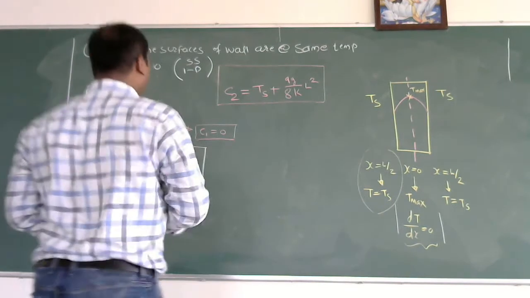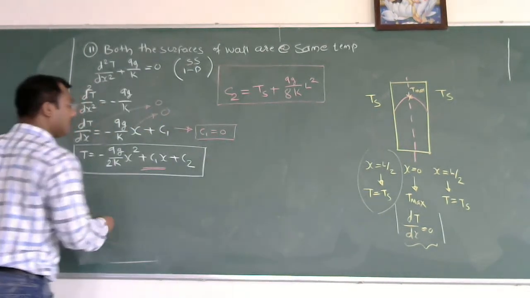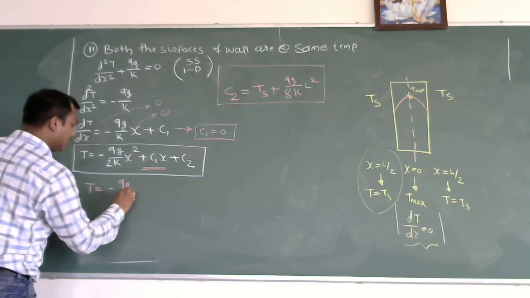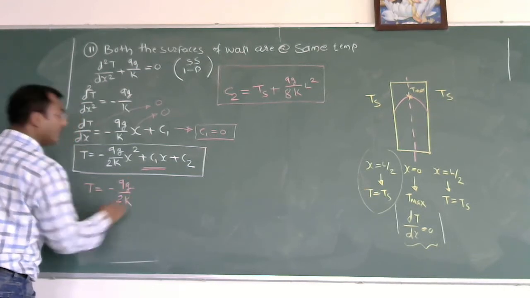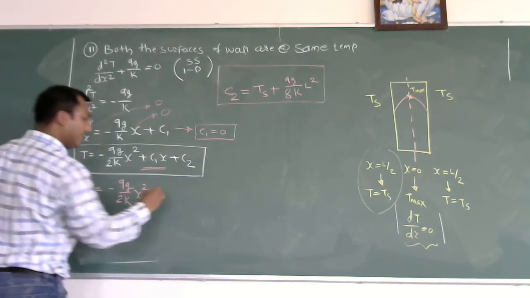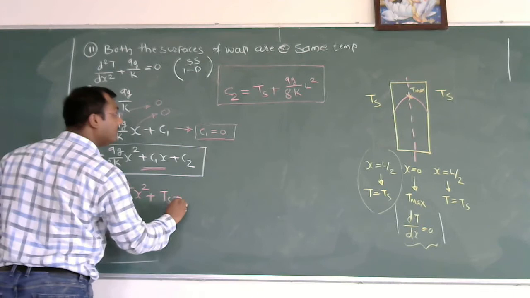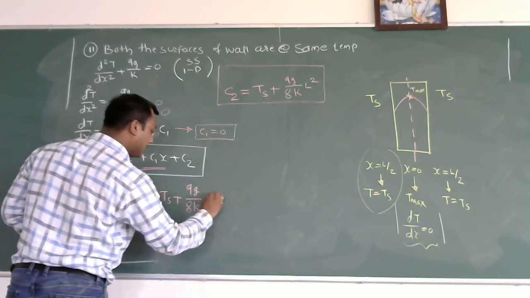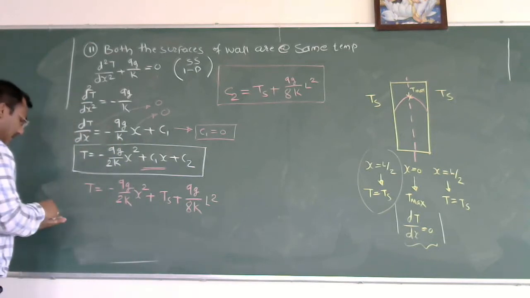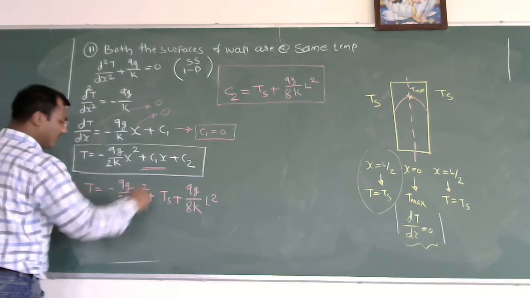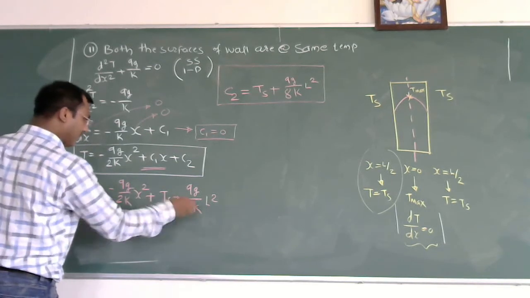Now let us put C1 and C2 in the general solution. So this becomes minus Qg by 2k into x square, C1 is 0, plus C2 will be Ts, plus Qg by 8K into L square. Okay, so this becomes your equation for T. Now let us solve this equation more because the Qg terms are common terms.